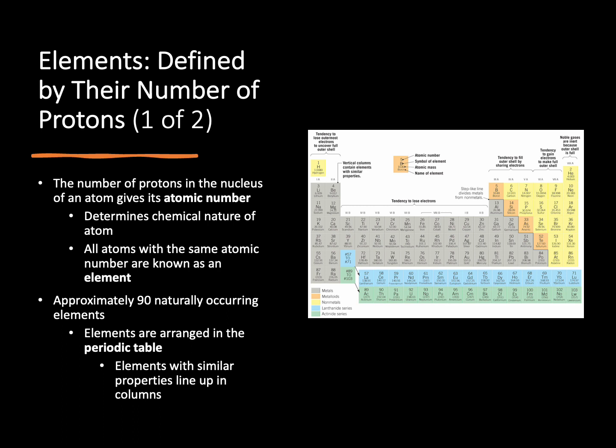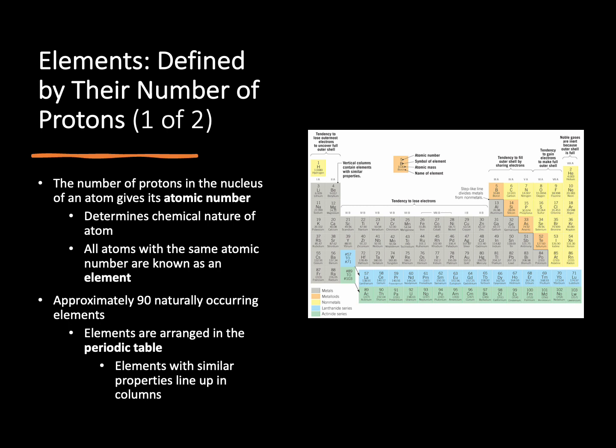So for example, if we're looking at an atom with 6 protons inside of the nucleus, it would have an atomic number of 6. Looking at the periodic table, that would be carbon. But if we add just one more proton to the nucleus, it's going to change the atomic number to 7, and now we're looking at the element nitrogen.